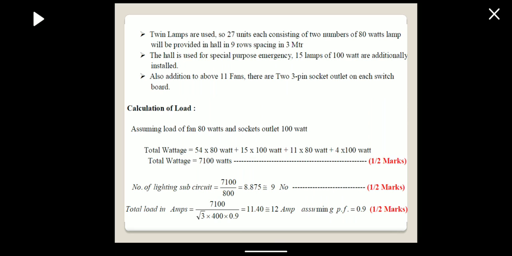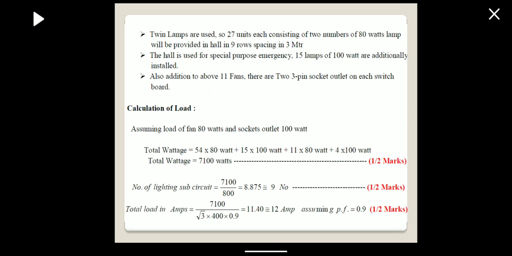Also, in addition to the above, 11 fans and 2 3-pin socket outlets on each switchboard. Then after that, calculate the total load. Assuming the load of the fan is 80 watt and the socket is 100 watt, the total wattage is 54 lamps into 80, plus 15 into 100, plus 11 into 80, plus 4 into 100 watt. So the total wattage is 7100 watt.